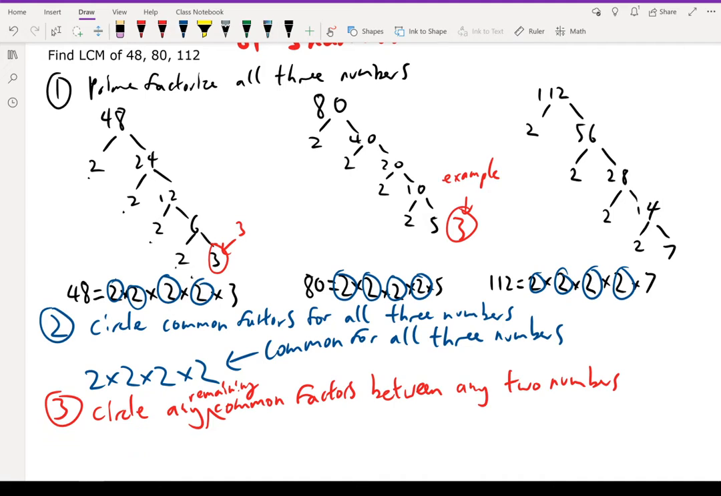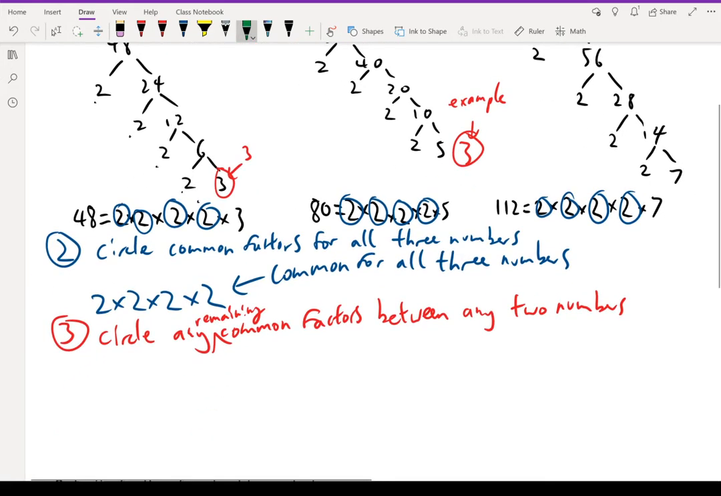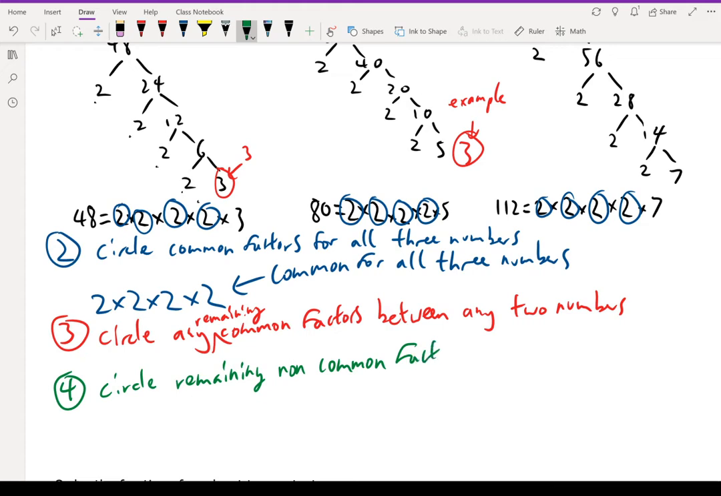So let me just write down step 3. Step 4 is we circle remaining non-common factors, which in this example is going to be 3, 5, and 7.